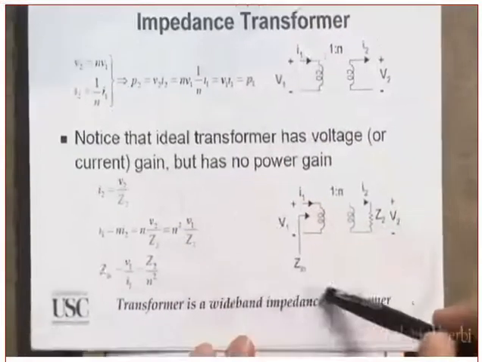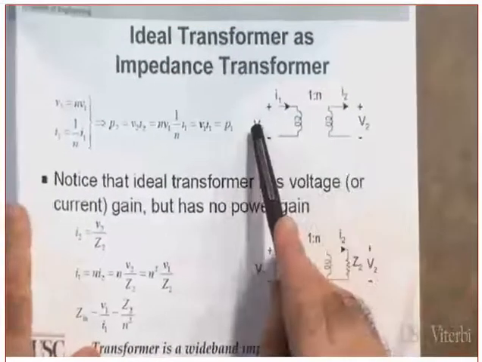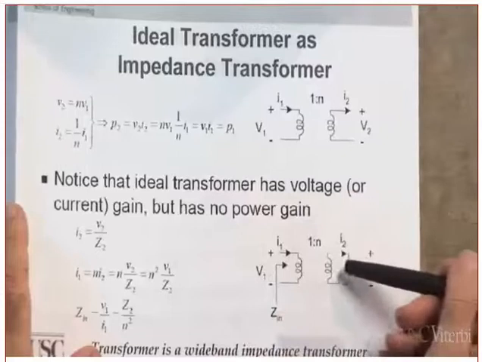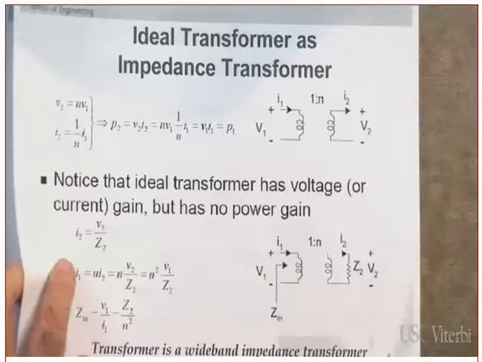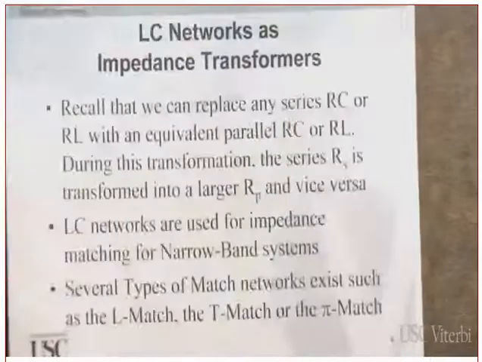And we did all of this analysis there. We ended up with a result that the input impedance, for example, Z1, and the load impedance, Z2, are related by the square of the number of turns. Clear? Number of turns.